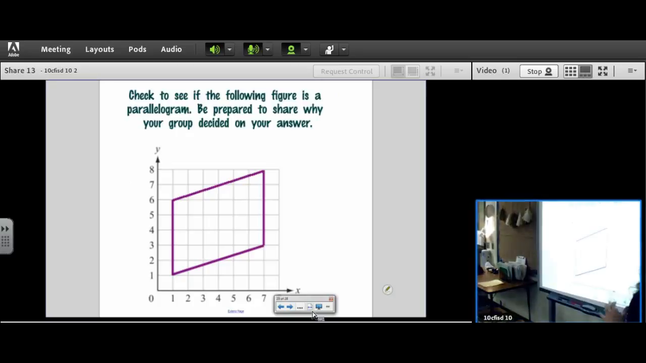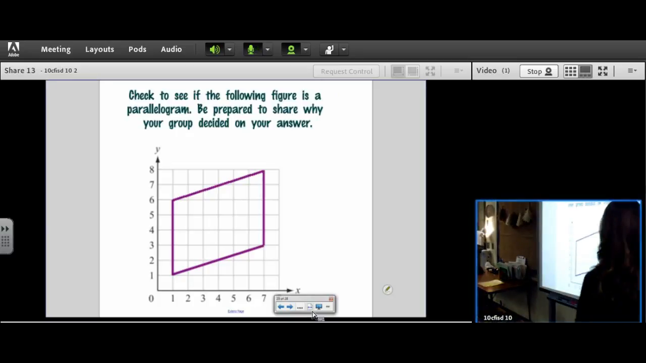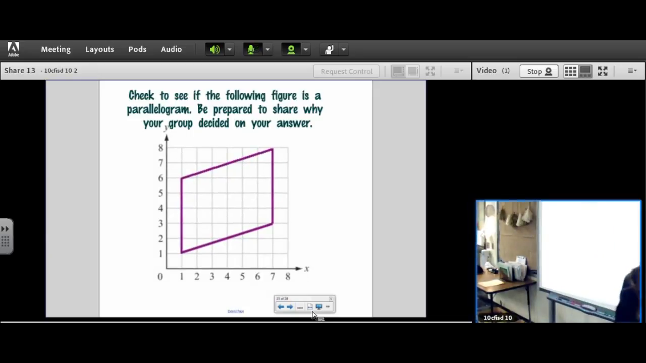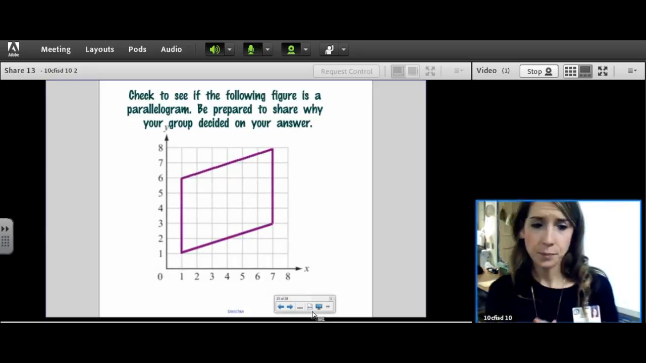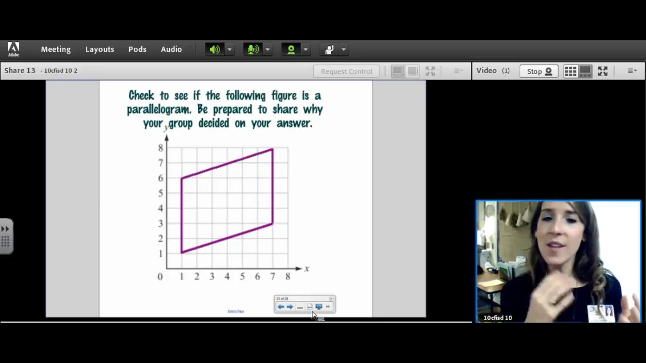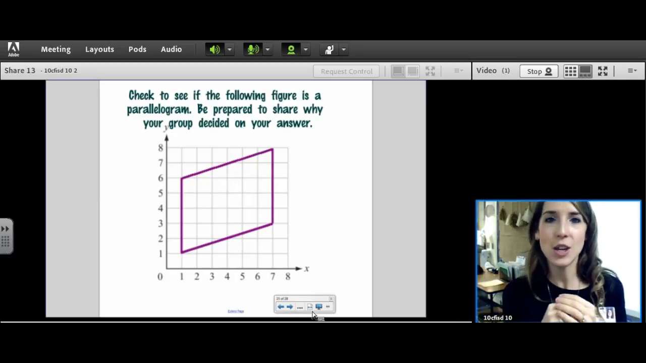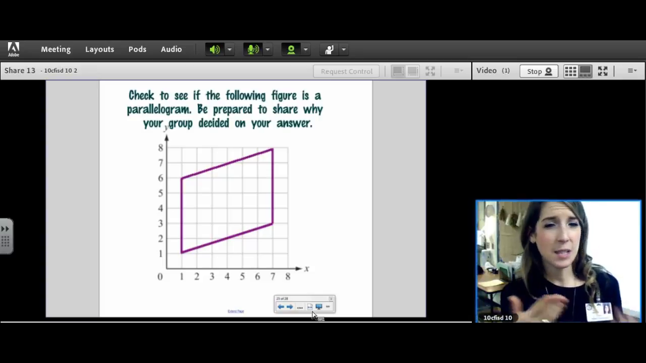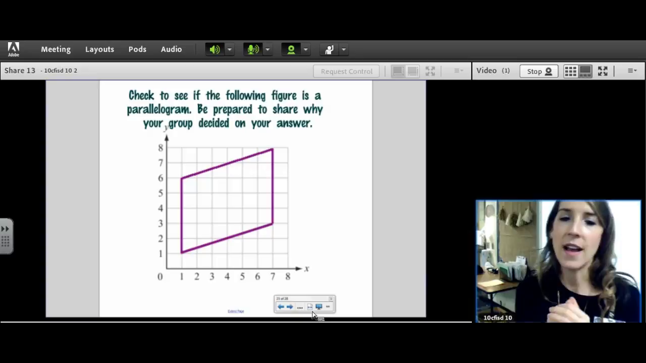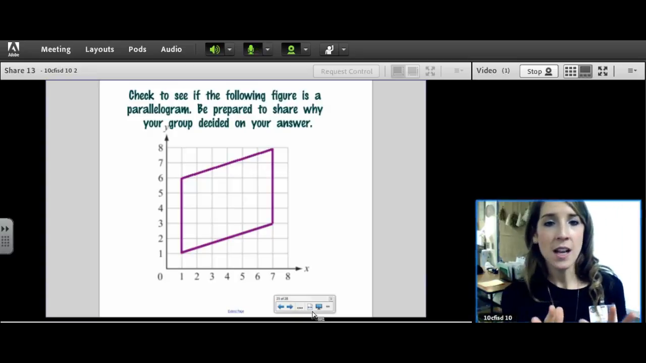Checking to see if the following figure is a parallelogram. Be prepared to share what your group decided on the answer. Okay, so when we are looking at a figure on a coordinate plane, we're looking for all the same things, but we get to use things like midpoint and slope and distance. The easiest thing, especially with a figure like this, is to go straight for slope. We can find the slope of the opposite sides. If the slope is the same, it means those sides are parallel.